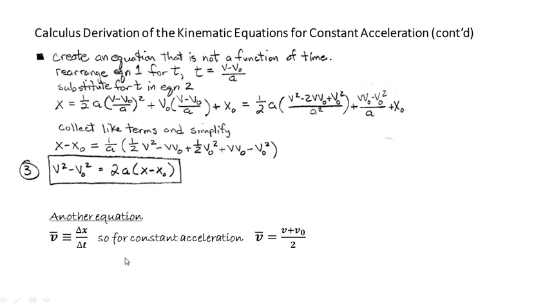There is one more equation. Some books refer to this as equation 2. I'm just going to pose it as the fourth equation, and it's based on our definition of average velocity, which is the displacement divided by the elapsed time. If we have constant acceleration, then average velocity is equal to the velocity plus the velocity at time equals 0, divided by 2. This gives us 4 valuable equations that we can use for analyzing motion when we have constant acceleration.